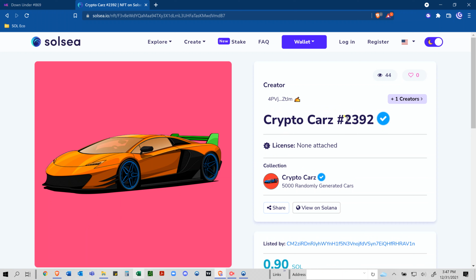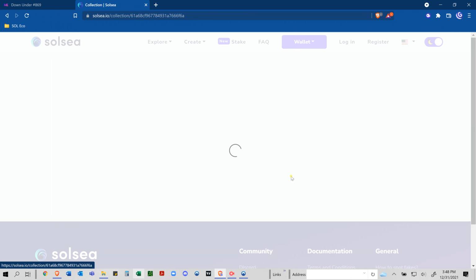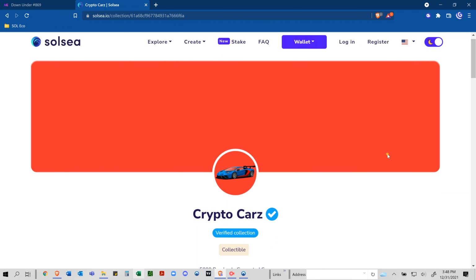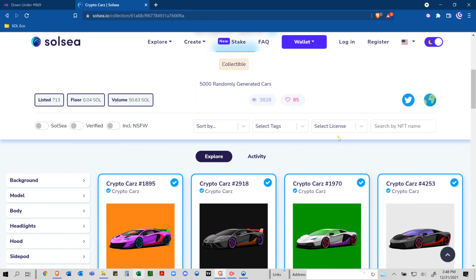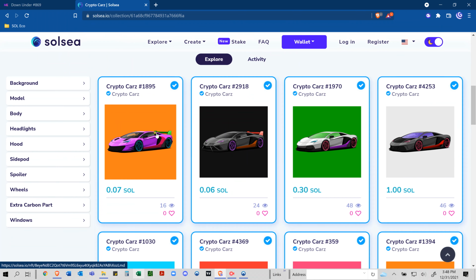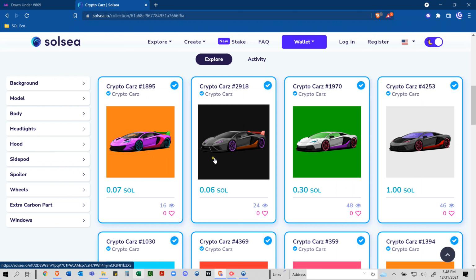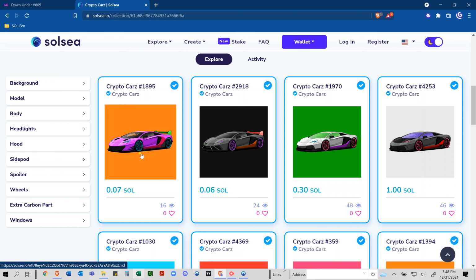Crypto cars, there we go. Blue check, so that's verified, so I can look at the whole collection. Floor is 0.04 SOL, 50 SOL volume. And this is a free mint. I kind of like the idea of the free mints.